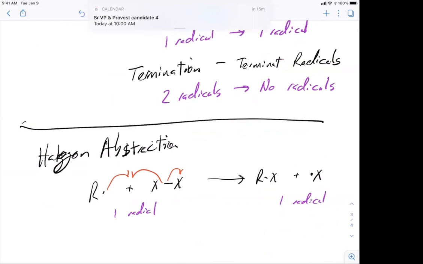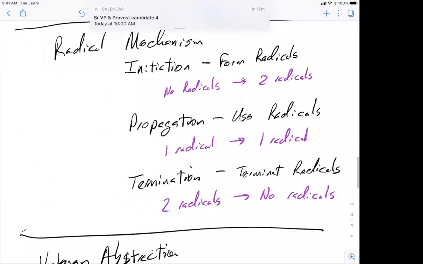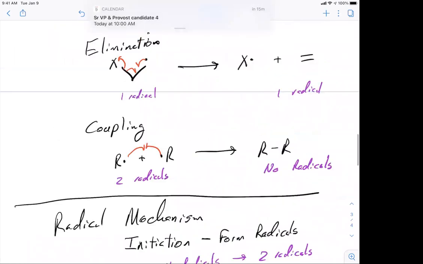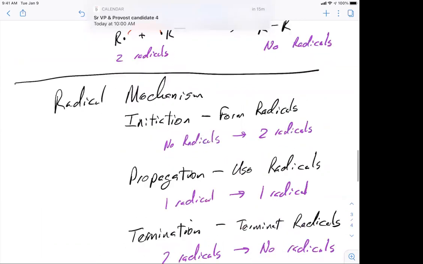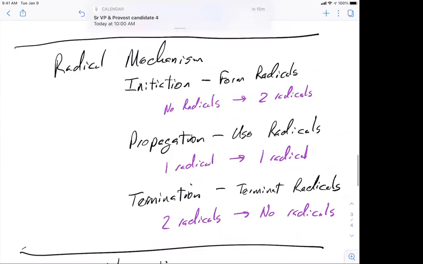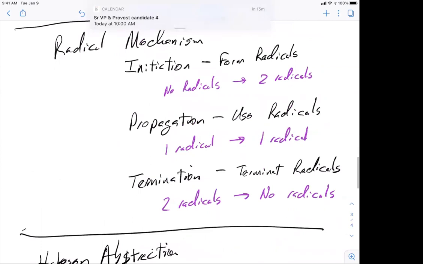So often propagation steps are several different things that are occurring, and they're a mixture of all of these 1 radical to 1 radical. When we get to termination, terminate the radicals, then it's just the coupling. So all of our termination steps are coupling, 2 radicals coming together to create a bond, right? So when we look at these, initiation is always a homolytic cleavage. Sometimes there's a pre-reaction before the homolytic cleavage. Propagation is going to be a mixture of all of those different steps, all the ones that went from 1 radical to 1 radical. And then termination is going to be the coupling, going from 2 radicals to 0 radicals.